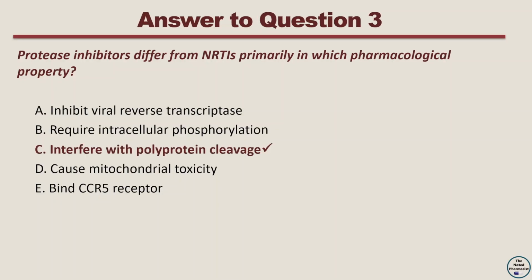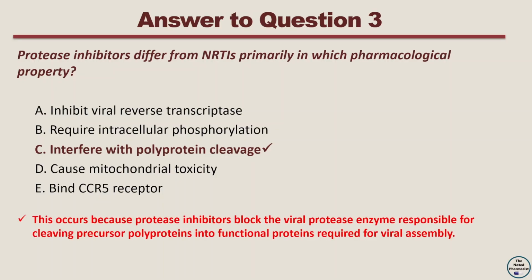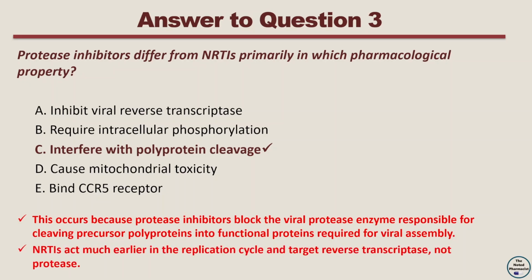The correct answer is option C. Interfere with polyprotein cleavage. This occurs because protease inhibitors block the viral protease enzyme responsible for cleaving precursor polyproteins into functional proteins required for viral assembly. NRTIs act much earlier in the replication cycle and target reverse transcriptase, not protease.